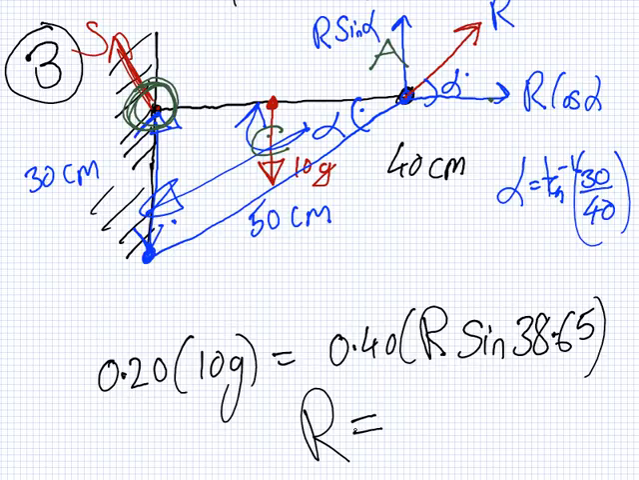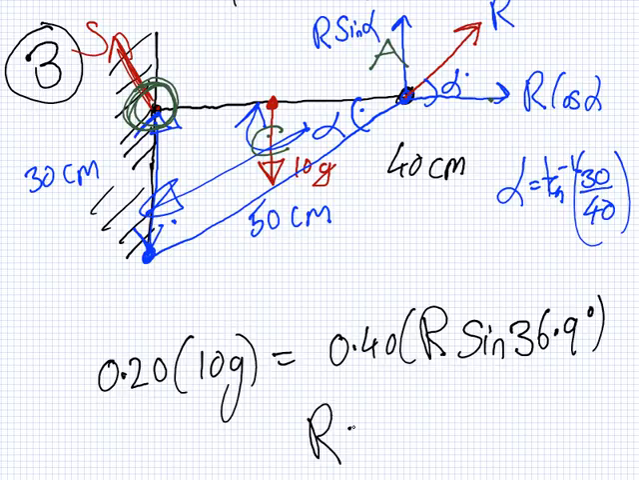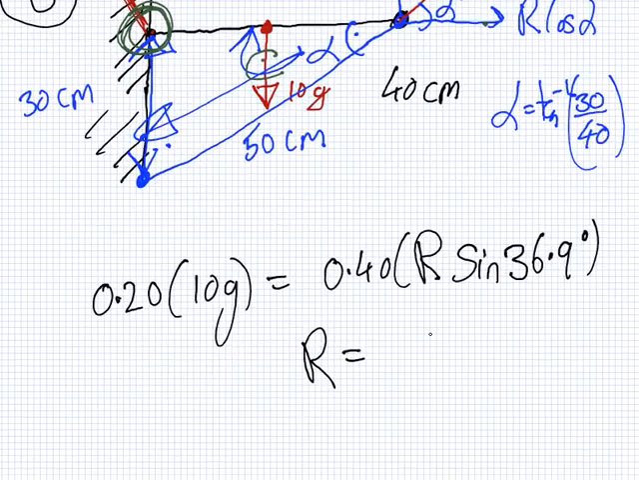I got 38.65. You write this down? It's 36.9. And the OR will be, if you type this in, 81.7 newtons. Thank you.